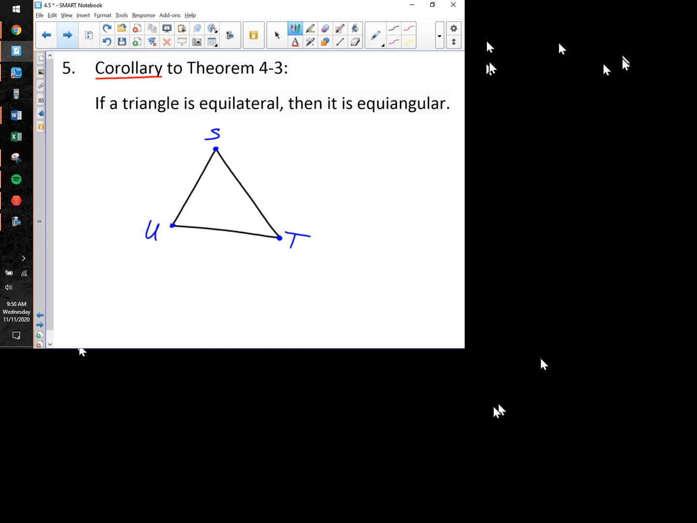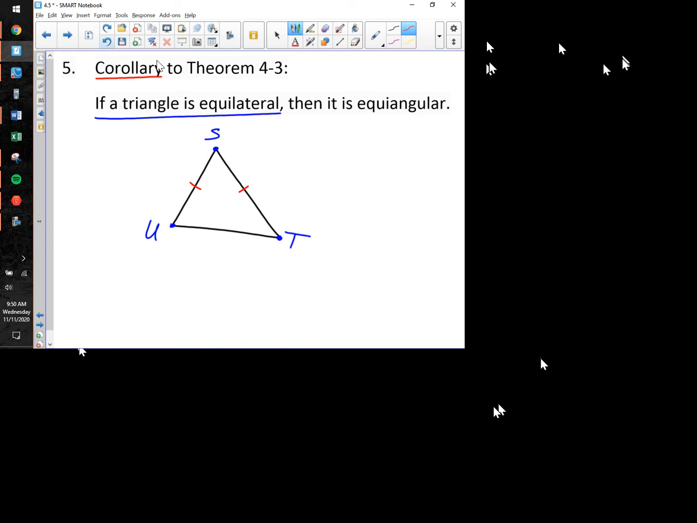And the corollary says, if the triangle is equilateral, that, the hypothesis, is what I draw. What does the word equilateral mean? All three sides have to be equal or congruent. So SU has to be congruent to ST, which also has to be congruent to UT. And the corollary now says that this triangle would have to be equiangular. Well, to prove that, let me actually get rid of my last tick mark, and let me assume for just a moment that this triangle was isosceles.